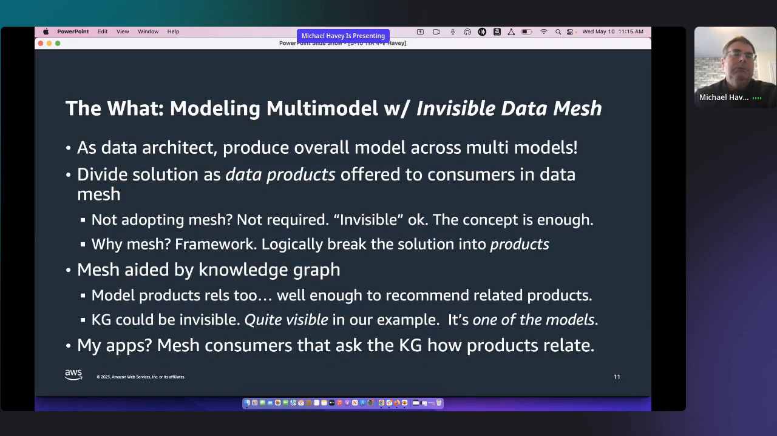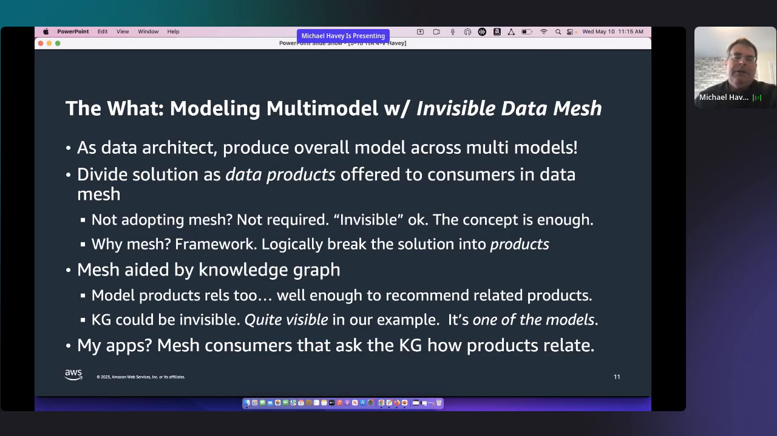So in terms of the what, how I would actually model this, we need an approach. We want a way to attack the problem. So as a data architect, I would want to produce an overall model that brings together each of these multi-models. And so I should divide the problem, I suggest, into a set of data products.